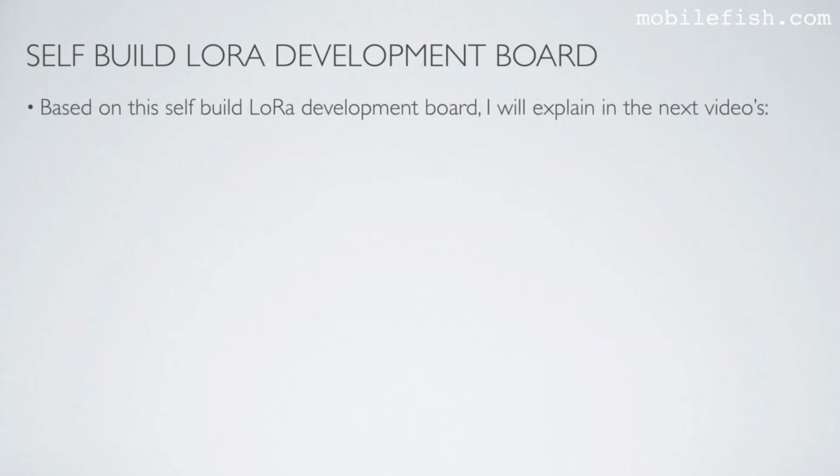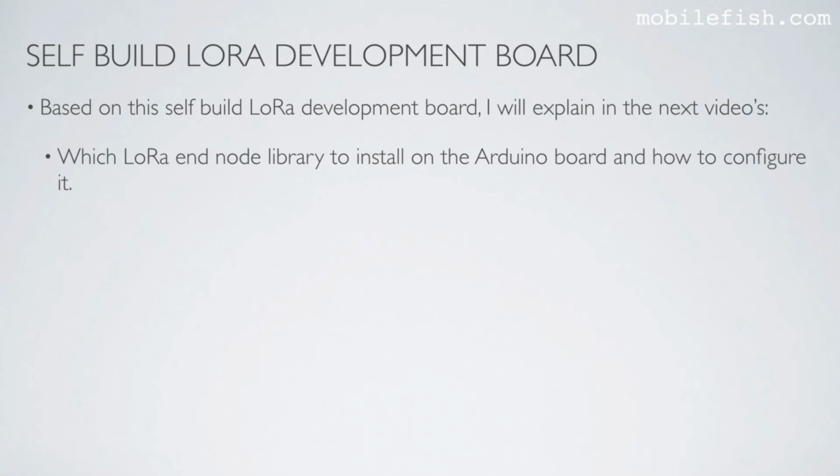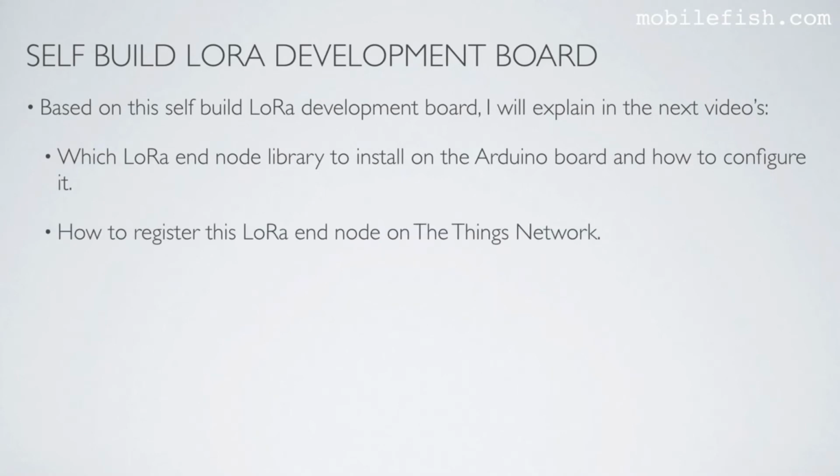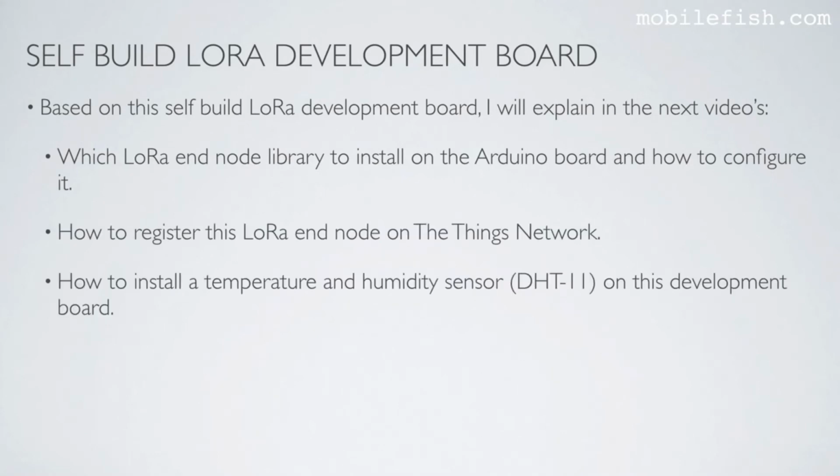Based on this self-built LoRa development board, I will explain in the next videos which LoRa end node library to install on the Arduino board and how to configure it, how to register this LoRa end node on The Things Network, and how to install a temperature and humidity sensor on this development board. Please note, I assume you have access to a LoRa Gateway.